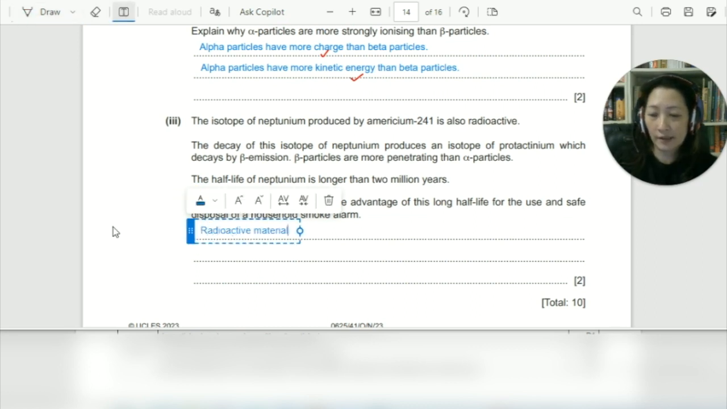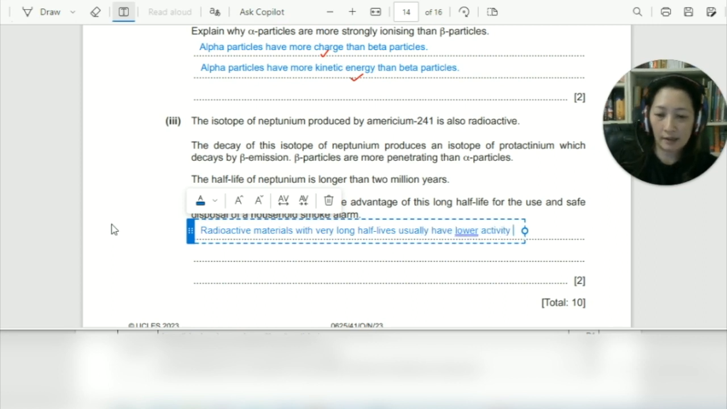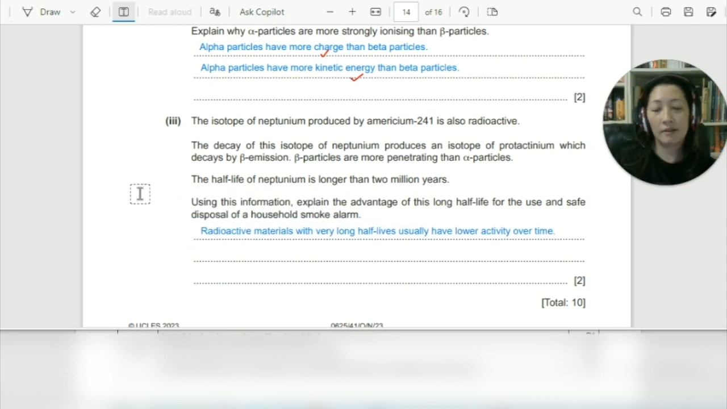Radioactive materials with very long half-lives usually have lower activity over time. So what else do we need to write? You can see in the question, it's about how the advantage of this long half-life could be for the use and safe disposal of the household smoke alarm. Because it has a lower activity, that means it's safer for use. It is not that dangerous as compared to materials with very high activity. And also, if we were to dispose of it, it's also safer. So let's write that down.